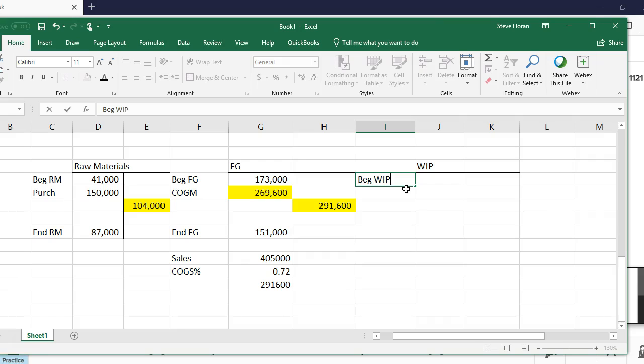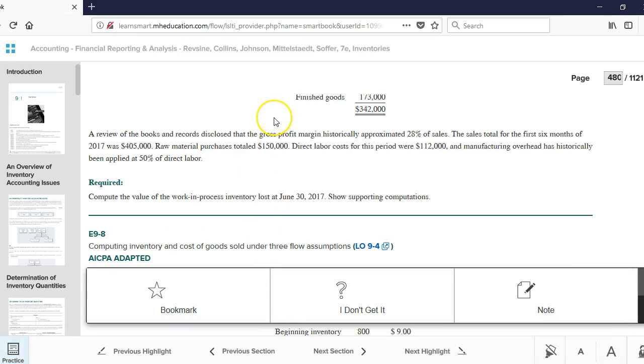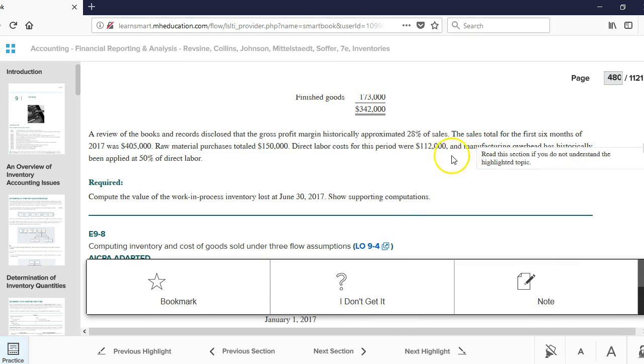They gave it to us. They said your beginning WIP is 128. And we know that we added several things to that throughout the year, or the 6 months. We're looking at a 6-month time period. And you can see what those are.